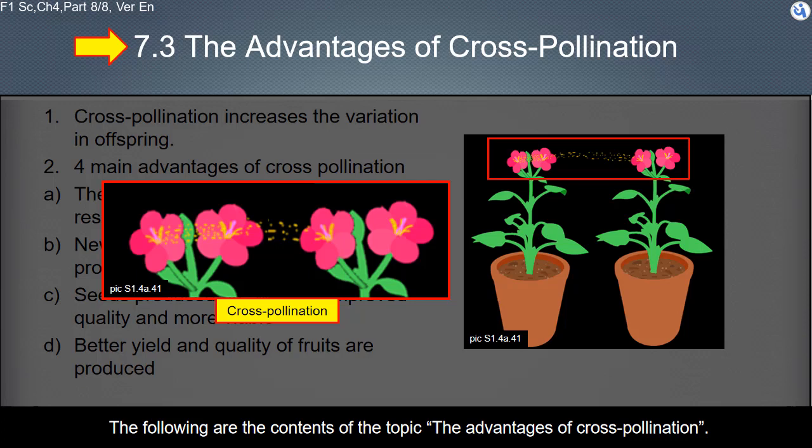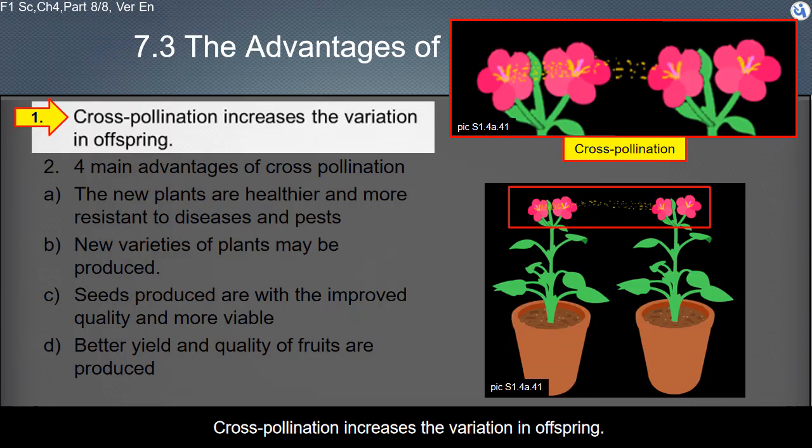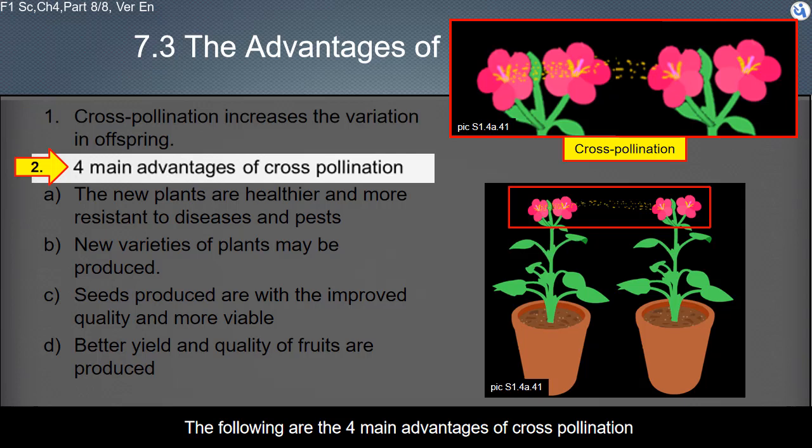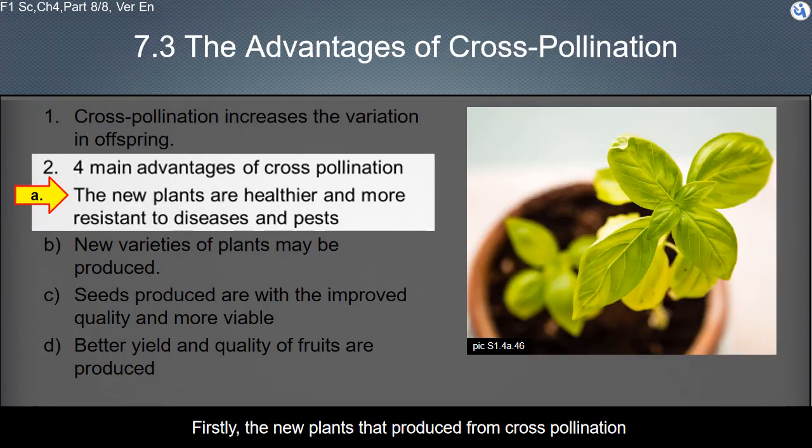The following are the contents of the topic: the advantages of cross-pollination. Cross-pollination increases the variation in offspring. The following are the 4 main advantages of cross-pollination. Firstly, the new plants produced from cross-pollination are healthier and more resistant to diseases and pests.